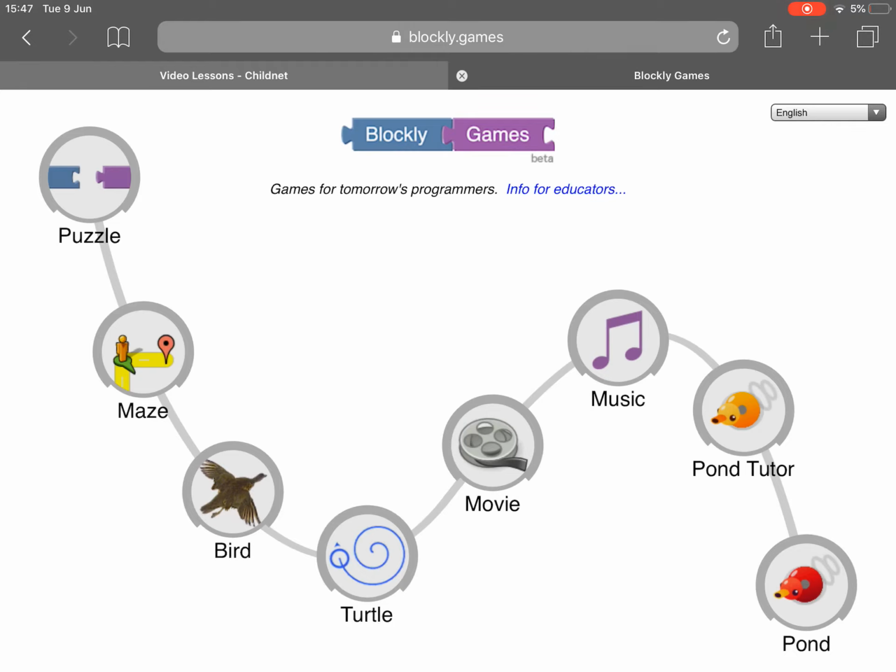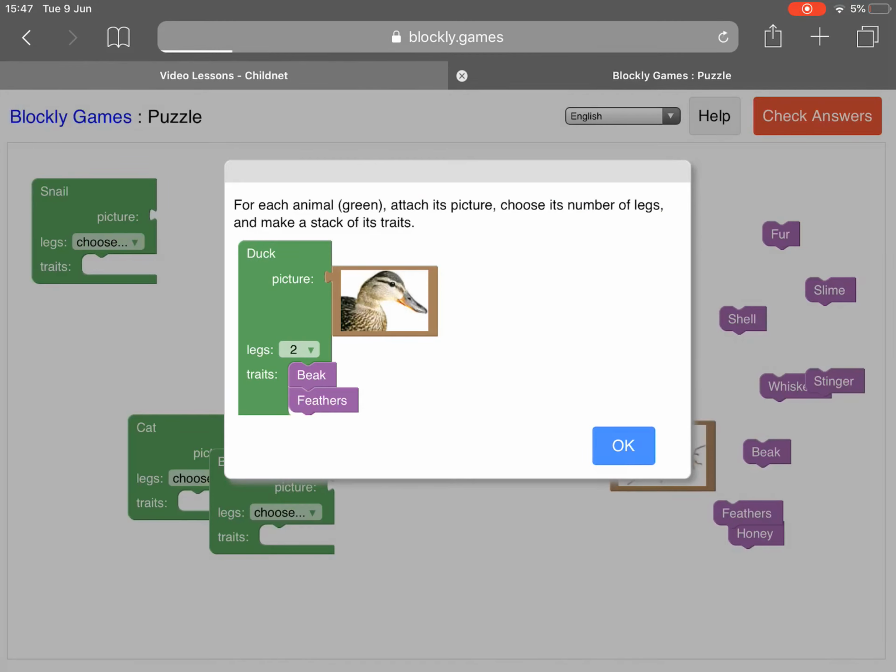So, we've got eight little programs, and the idea is that you play them, but they're designed in a way that teaches the children and the families a little bit about programming. So I'm just going to show you the first one today, and then you can explore the others yourself. So we're going to go to puzzle.